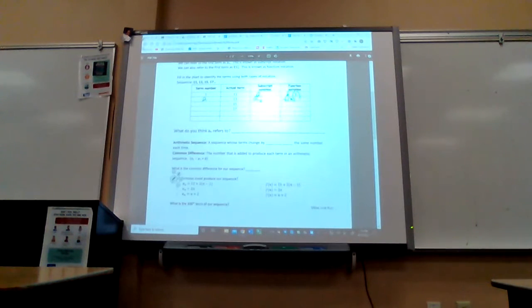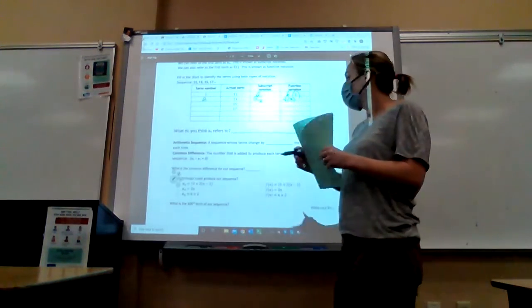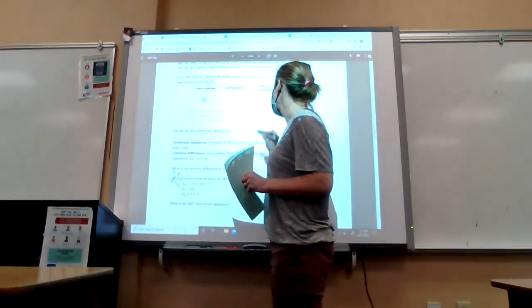We also need to do F parentheses, like F of 1, F of 2, F of 3, F of 4. It's the same thing, just different ways of writing it, and they'll expect you to recognize both of them. You should know what A sub n means, right?